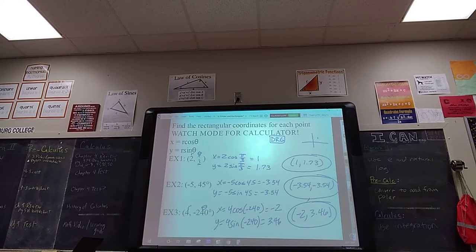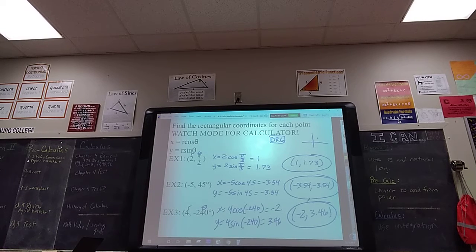Questions about that converting? It's pretty straightforward. The big thing is if you're going to keep it as a radian, just make sure you change the mode of your calculator. So just watch that as you're going through and working this out.